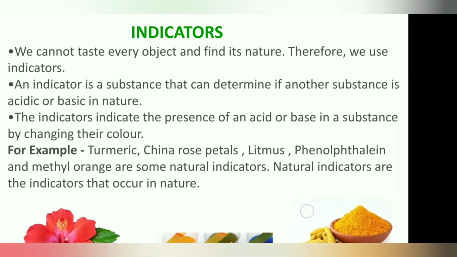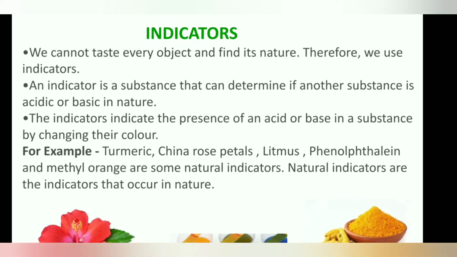So what are these indicators? We cannot test every object and find its nature, whether it is acidic or basic. Therefore we use indicators. An indicator is a substance that can determine if another substance is acidic or basic in nature.